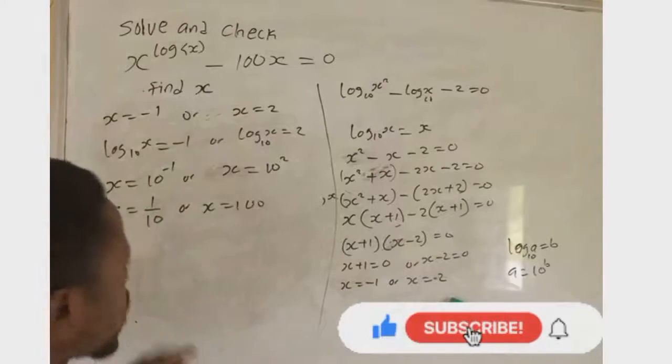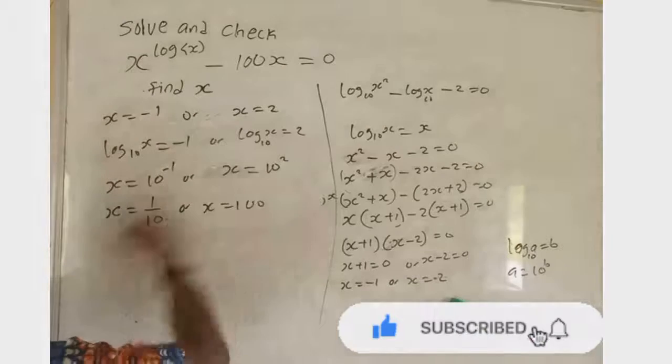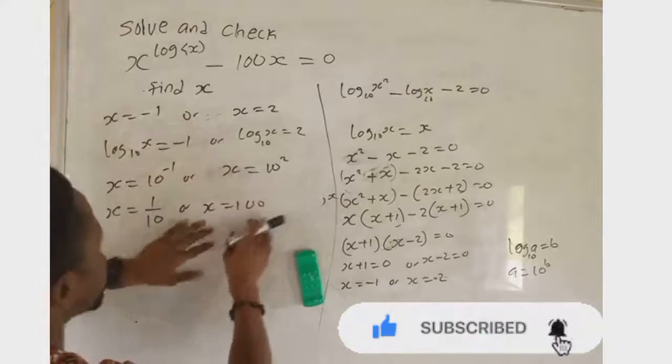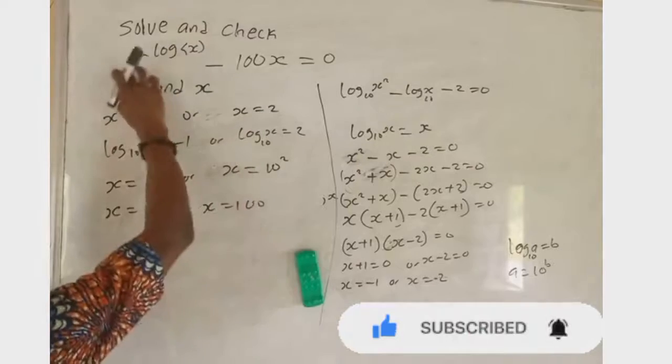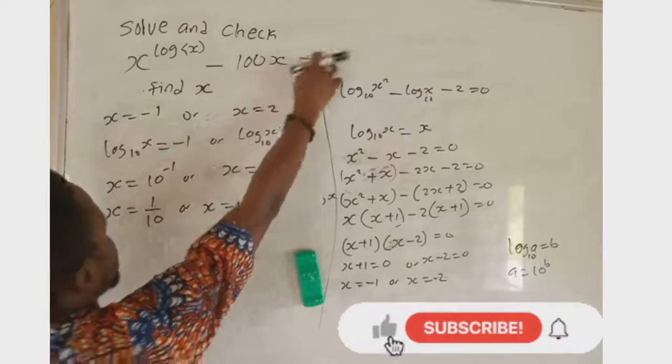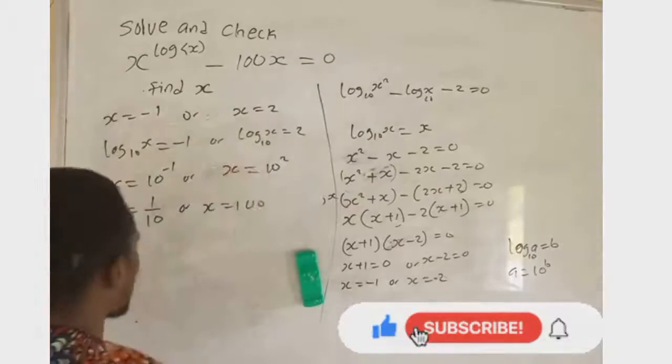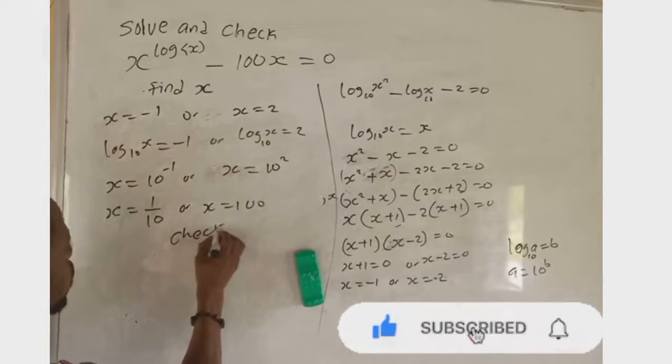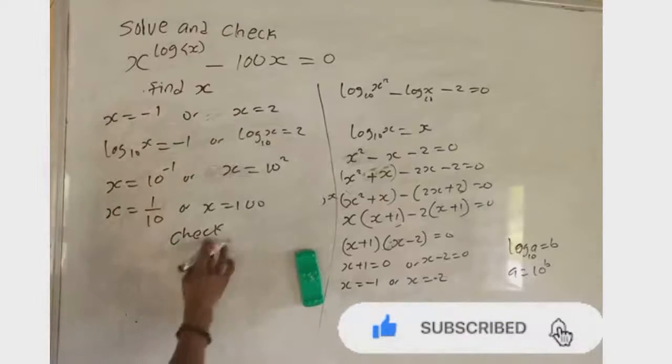So that is the value of s. So let's check it, maybe our answer is correct. So s is equal to 100. So let's use this one to check it. Maybe s raised to the power log of s minus s times s is equal to 0. Maybe it gives us our 0. So let's do the check, because this question is what you should solve and check.